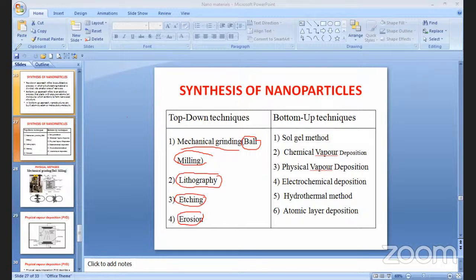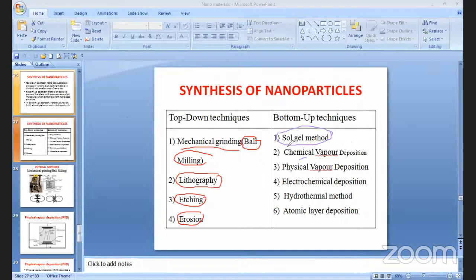And if you consider the bottom-up technique, there is the sol-gel method. This comes under the bottom-up technique. Generally, in the sol-gel method, we mostly use liquids in order to form nanoparticles.